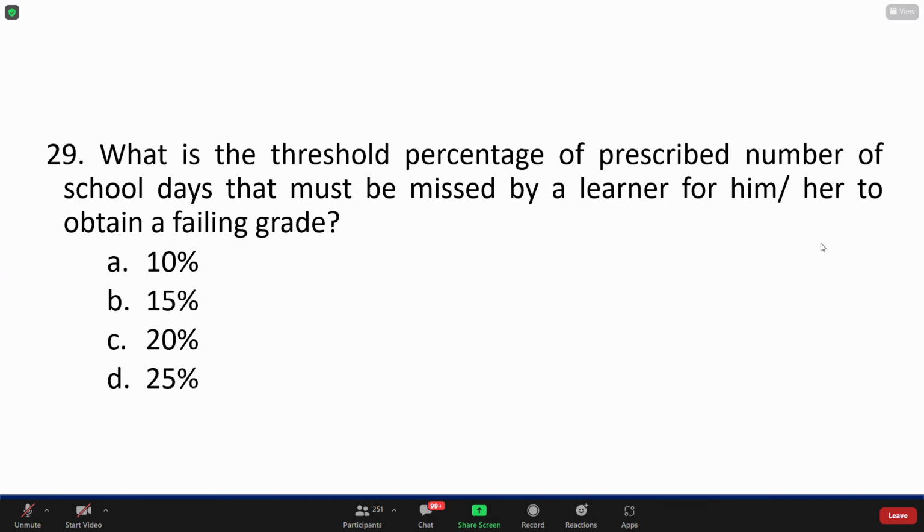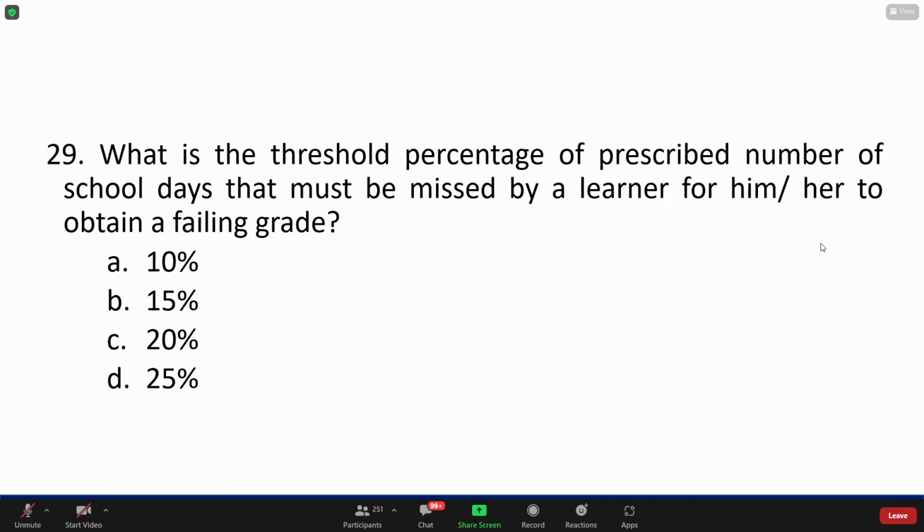Ito nasa DepEd order to. Siningit ko lang. Gusto ko lang tingnan kung alam ninyo. How about number 29? Anyone from the class? Can we have Mr. Leshido Joselito from BPED 4A? Unmute yourself. Hindi po ba, sir? Yes po, loud and clear.